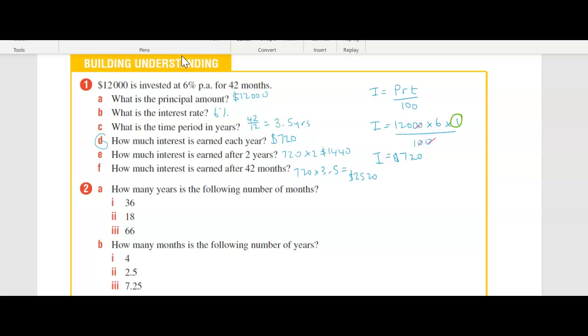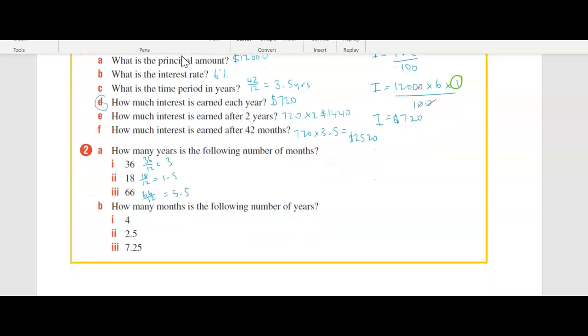All right, how many years is the following number of months? So 36 months. So you just divide it by 12. 3 years. 18 divided by 12, that's going to be 1.5. And 66 divided by 12, that's 5.5.